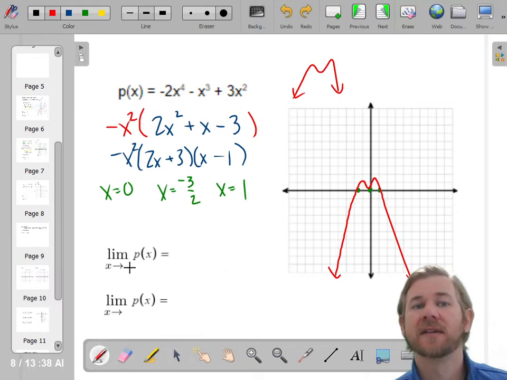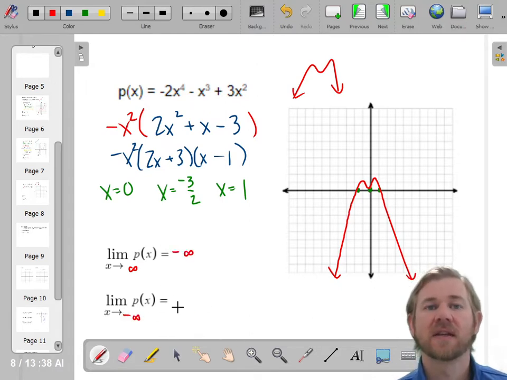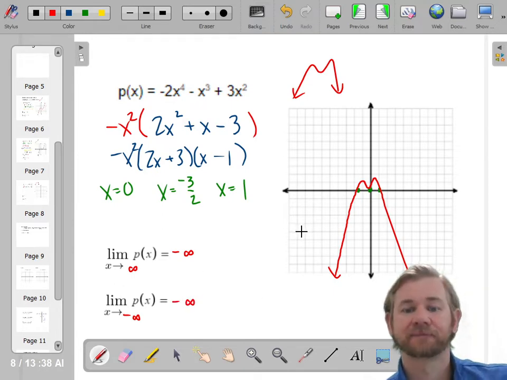So our end behavior here: as x goes to the right, as x goes to infinity, the function goes down to negative infinity, and as x goes to the left, negative infinity, the function also goes down. So the limits of both ends are negative infinity.